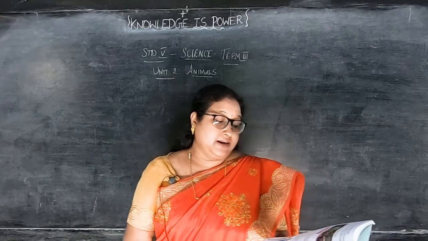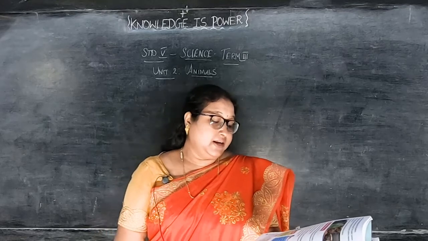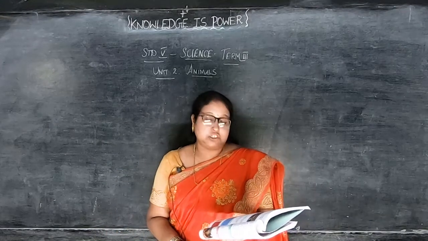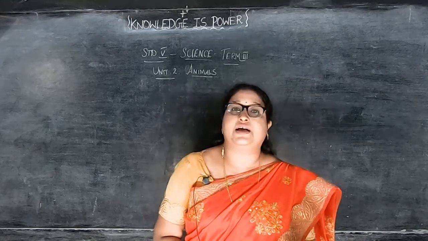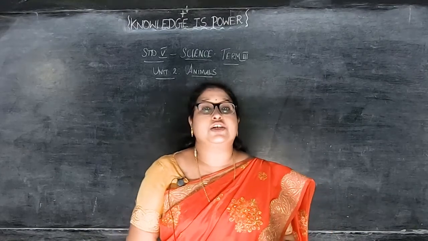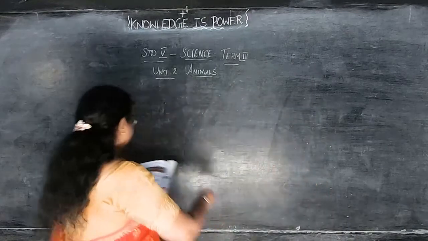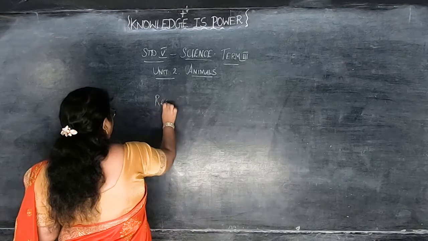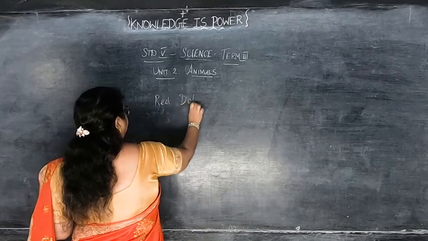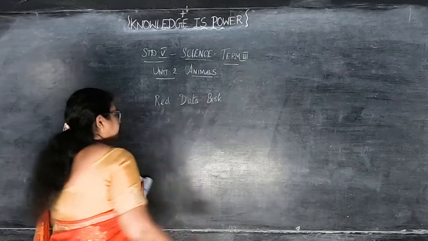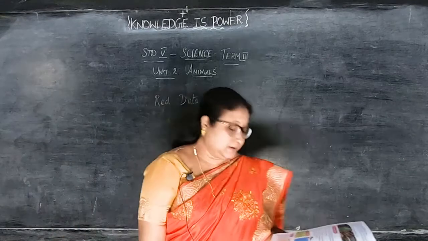Then next is the Red Data Book. The Red Data Book is a book maintained for recording rare and endangered species of animals and plants. So which plants and animals are endangered? They are using a book called the Red Data Book. What is it used for? It is used for the rare and endangered species of animals and plants.